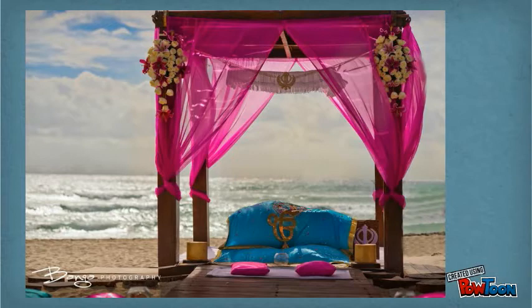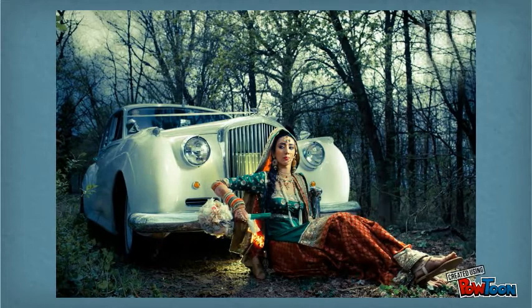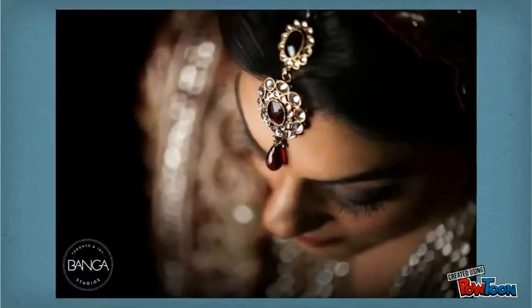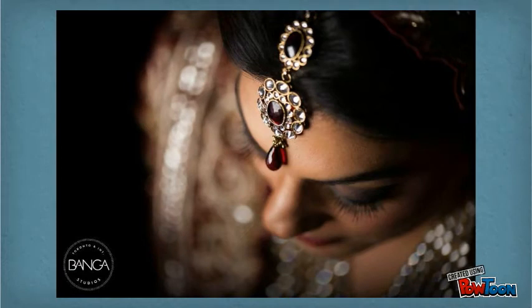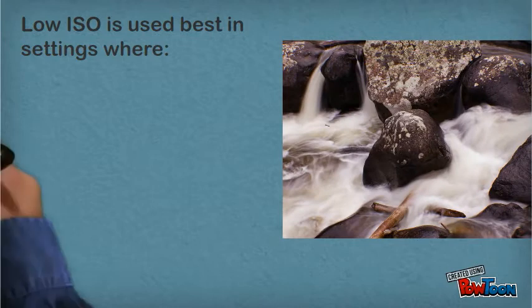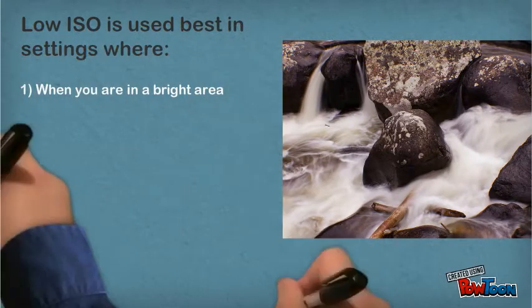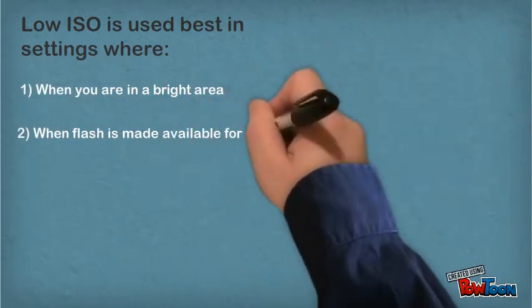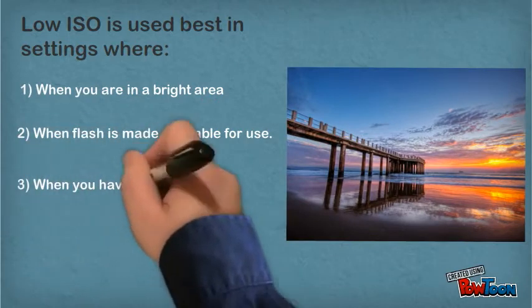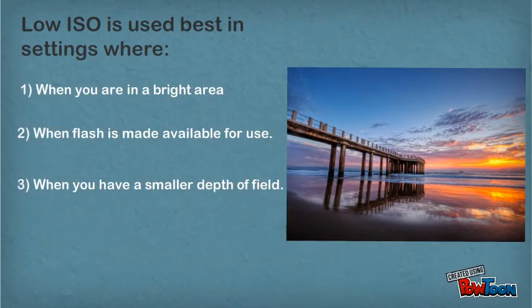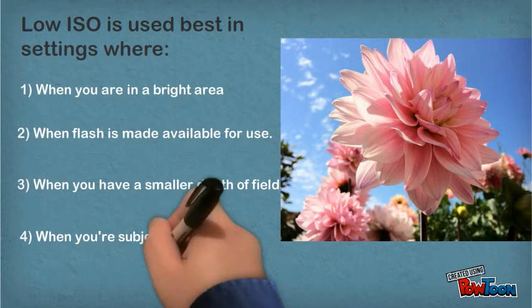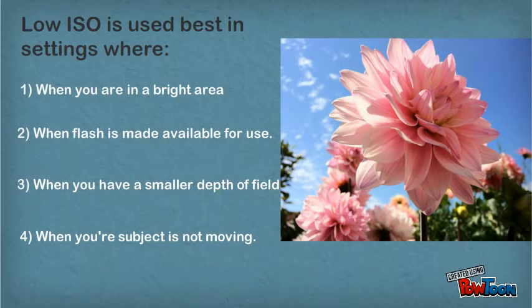detail. These are some examples of low ISO pictures from Banggo's website that are low ISO because of the details in the shot, as well as the small amount of noise that can be seen within the picture. Low ISO is used best in settings where you are in a bright area, flash is not available for use, you have a smaller depth of field, and your subject isn't moving.